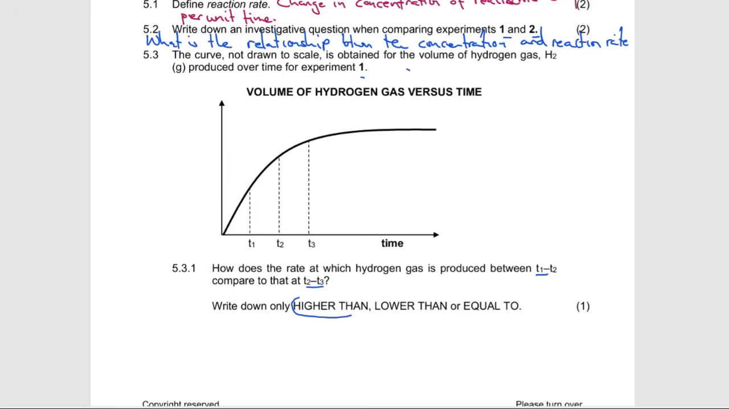So there we can see between T1 and T2 the graph is steeper, so it means the reaction rate is faster. Then as it gets to this part under T2 to T3, what is happening there? It becomes slower as it is using up the reactants.